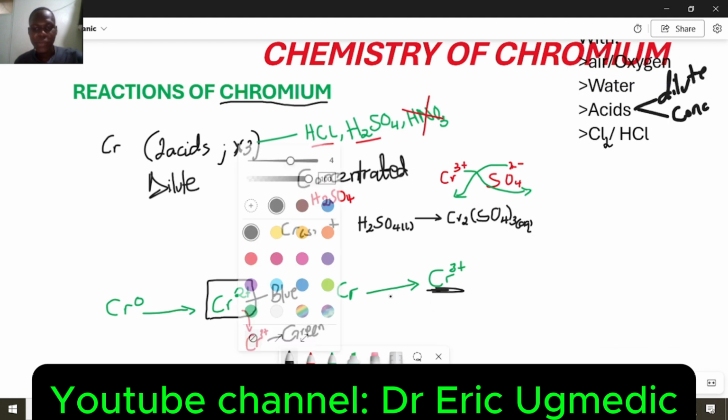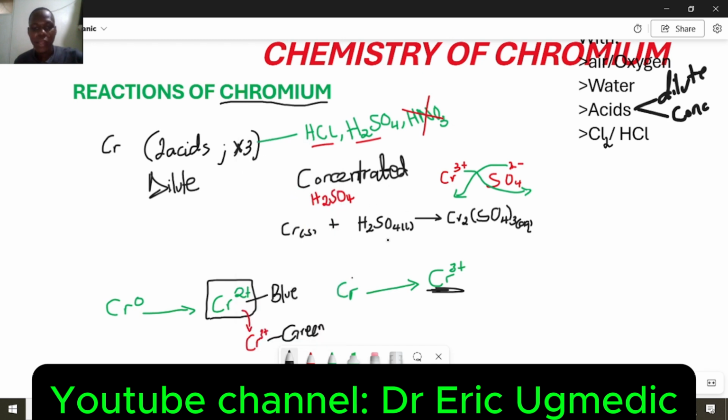So what else will be formed? Normally for concentrated sulfuric acid, we also have sulfur dioxide as a gas coming off. So we shall have sulfur dioxide as a gas. So this is normally for concentrated form only. And then we shall have water as well, because we had hydrogen that side.